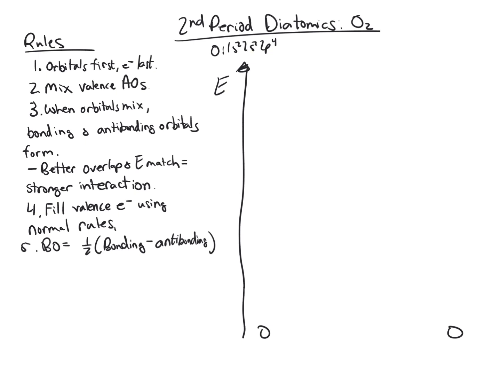Which one is lower in energy? Well, we fill the s first, so that's the one that was lower in energy. So if we look at each oxygen atom, it has 2s, which is just a single orbital.